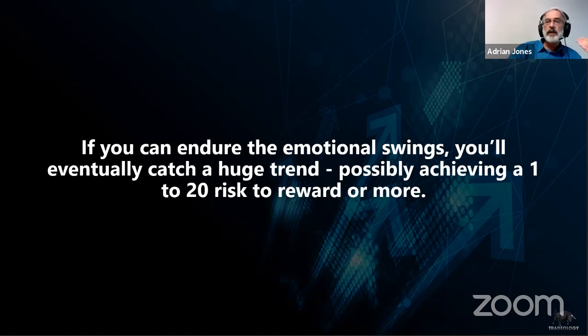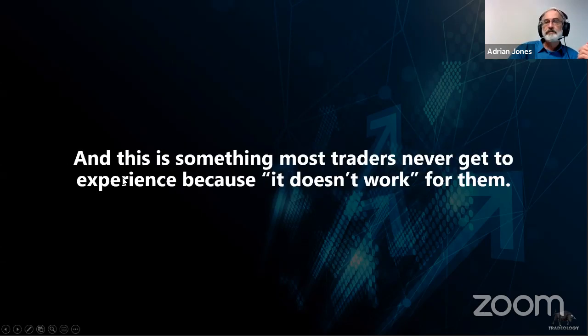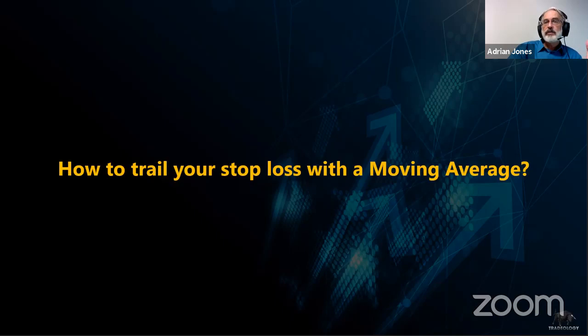You could achieve a 1-to-1 to a 1-to-20 risk to reward or more. Now, most systems would use a trailing stop or a target of 1-to-1, 1-to-2, but using a trailing stop without a definite target can give you the opportunity in a very trending market to achieve possibly a 1-to-20 risk to reward ratio. And this is something most traders never get to experience because it doesn't work for them. They never use it. Now, how to trail your stop loss with a moving average.